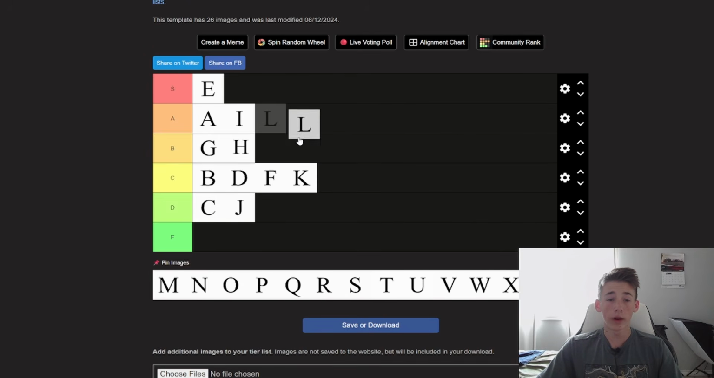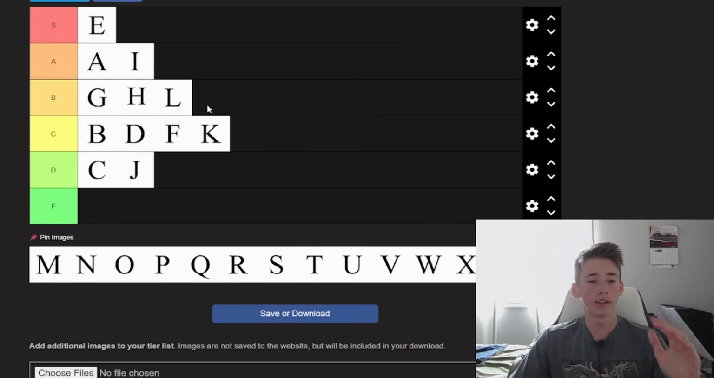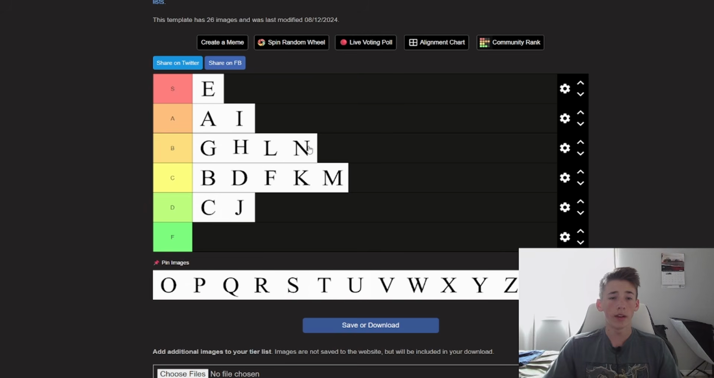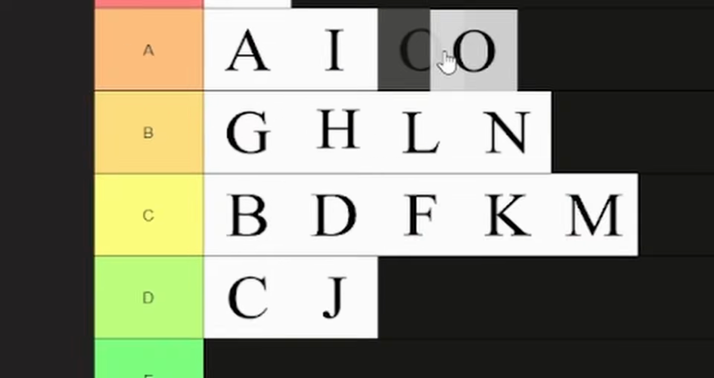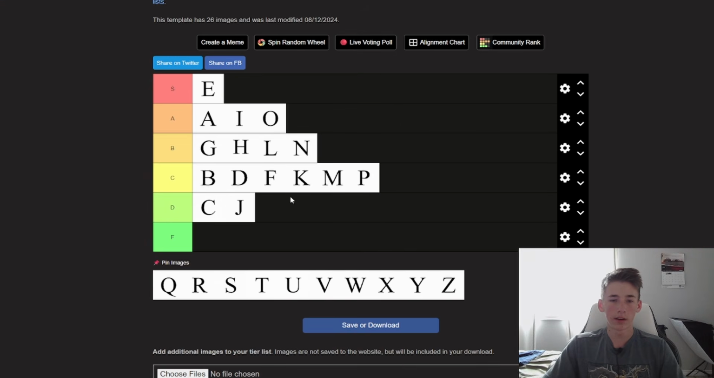L, on the other hand, is quite useful, so it'll go to B tier. It's just a frequently used letter, and I mean, it's a nice sounding consonant. M will go to C tier because though it's quite useful, it's still kind of mid. N will go to B tier because it's quite frequently used. It's used in consonant blends. O will go to A tier because it's a pretty useful vowel. The letter P will go to C tier along with the other less frequently used consonants.